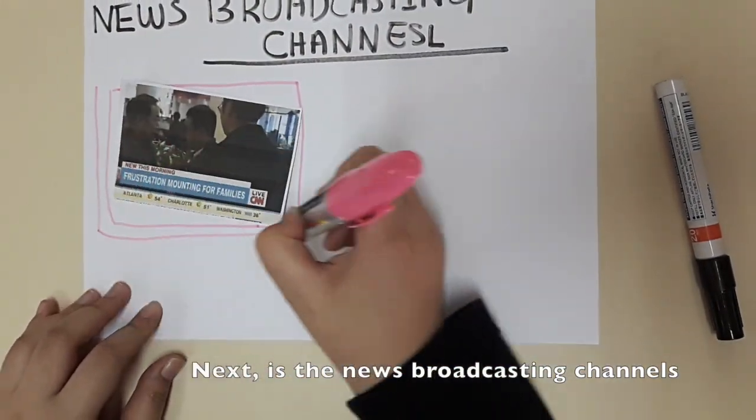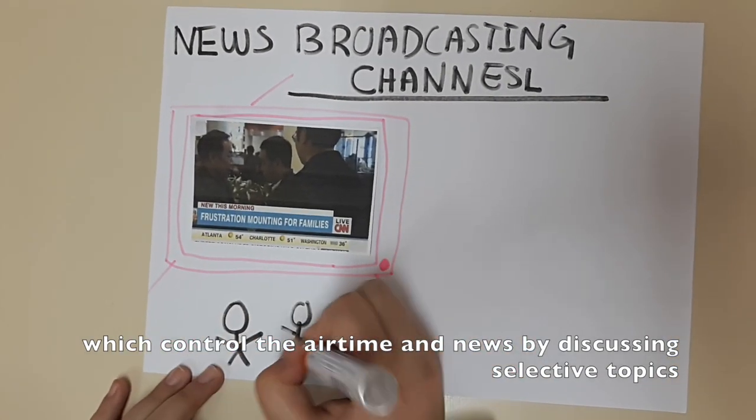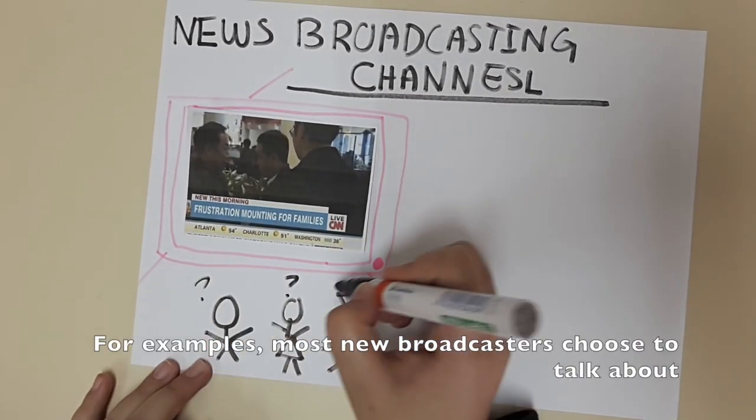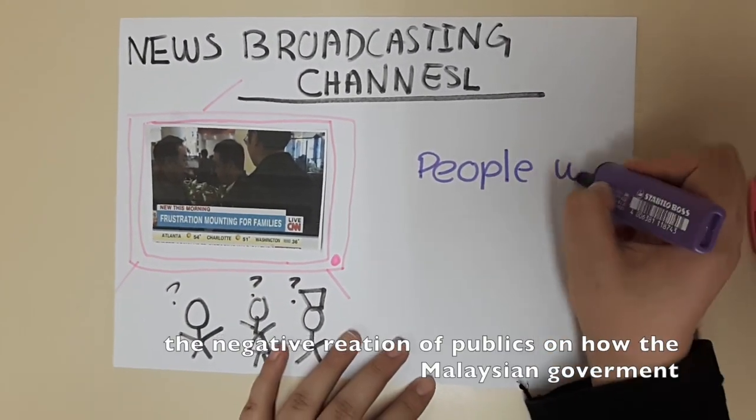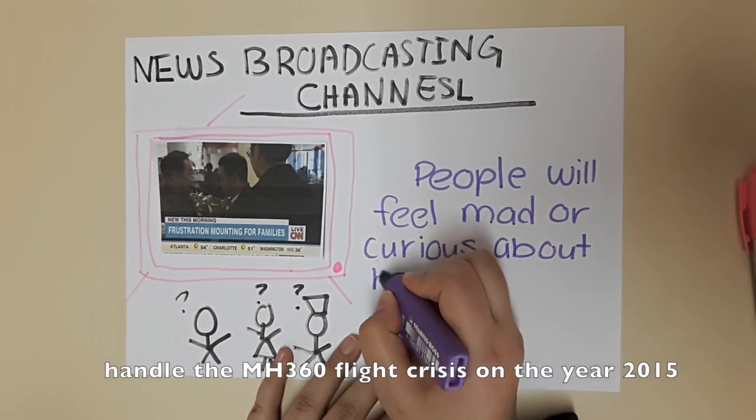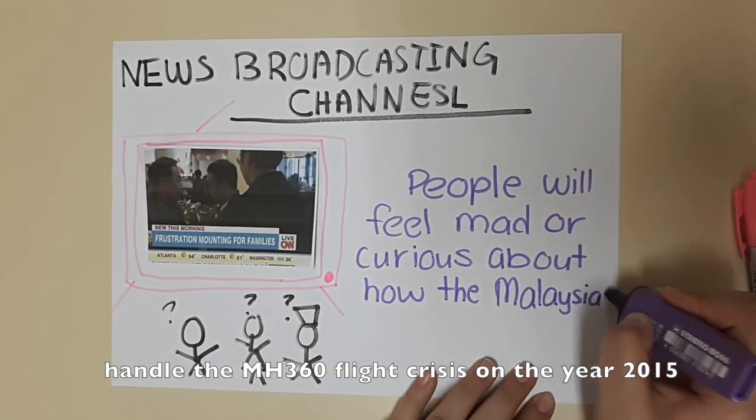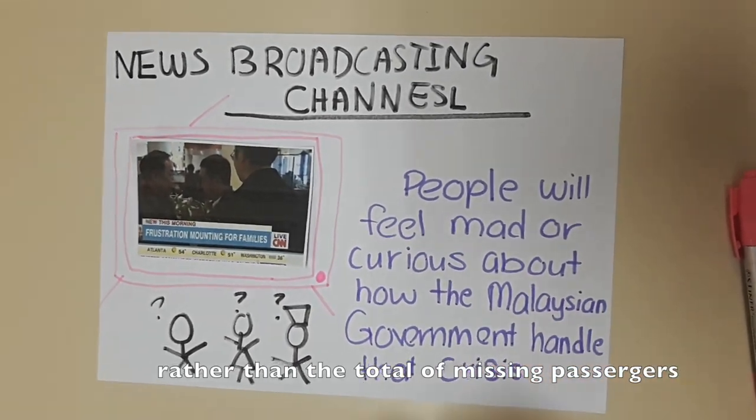Next are the news broadcasting channels, which control the airtime and news by discussing selective topics. For example, most news broadcasters choose to talk about the negative reaction of the public on how the Malaysian government handled the MH360 flight crisis in 2015 rather than the total number of missing passengers.